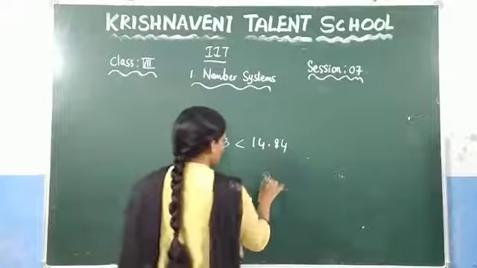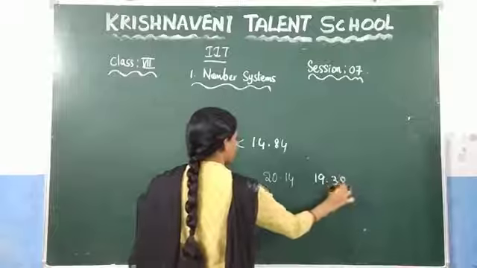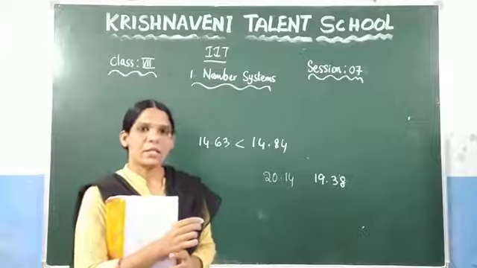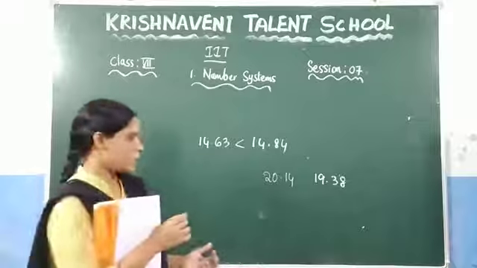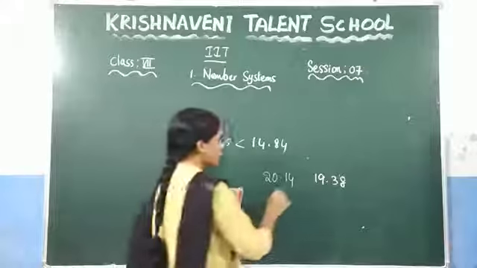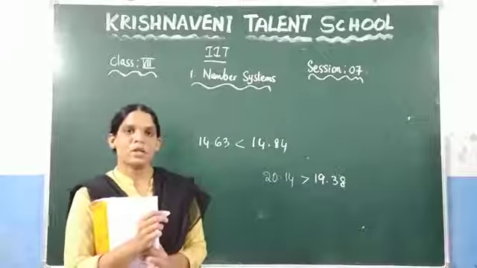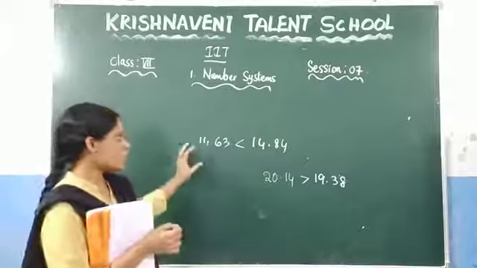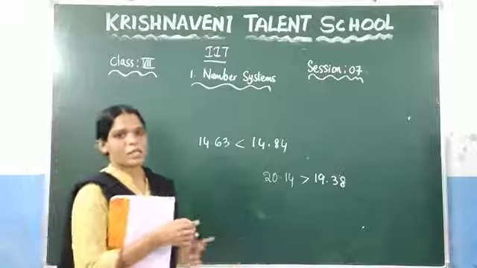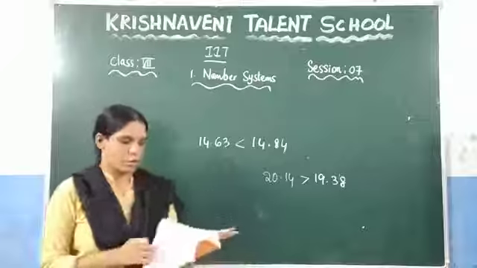Suppose you are given 20.14 and 19.38. If you want to compare these numbers, you need to check the left side of the decimal point. What number is there? Here 20 is there, here 19 is there. Clearly you know that 20 is the greater number. So we can say that 20.14 is greater than 19.38. So if you are given any decimal numbers, first you need to check the left side of the decimal point, and if both are equal, then we go for the right side of the decimal point. Like this you need to compare two decimal numbers.